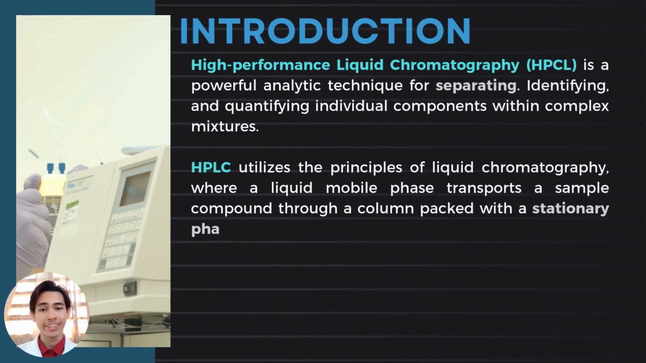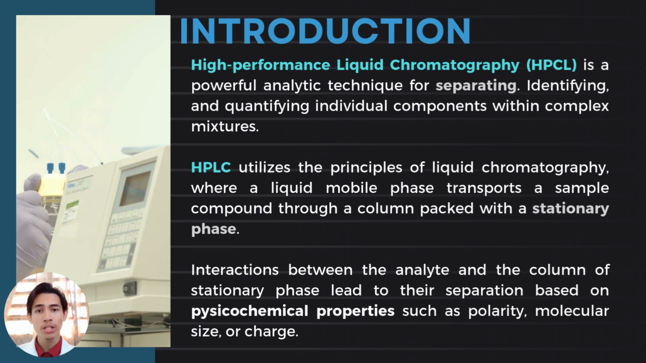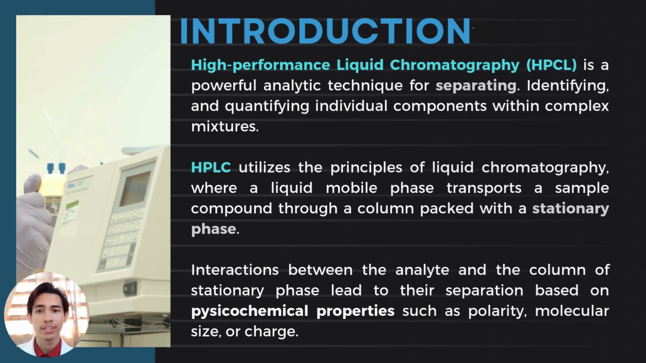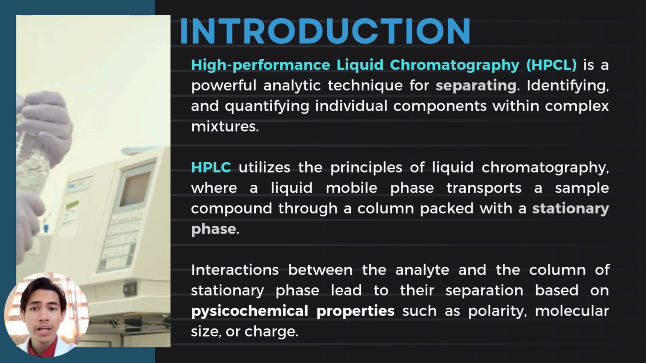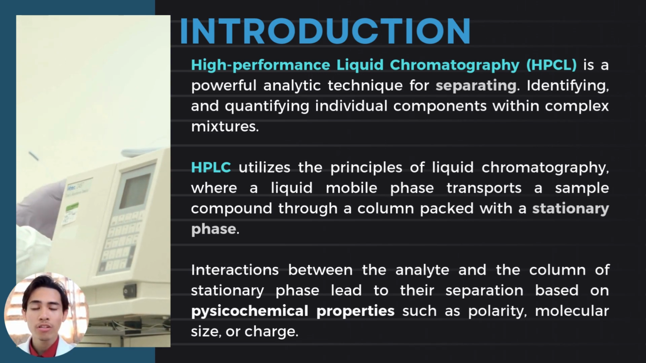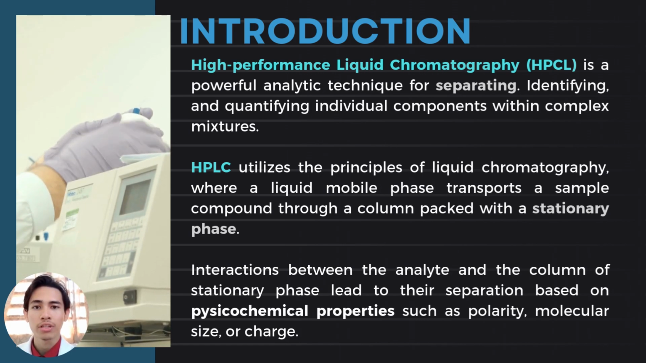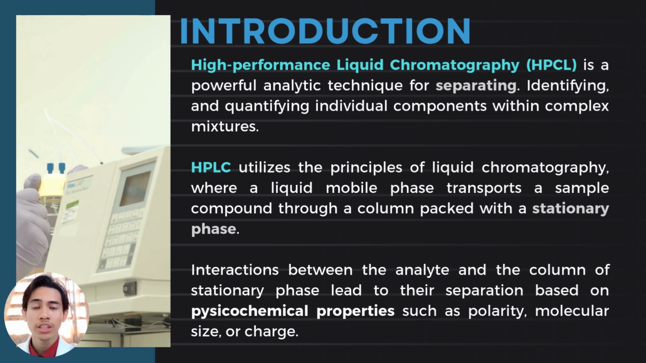Now, for the introduction, let me explain in more detail about high-performance liquid chromatography, which is HPLC. High-performance liquid chromatography is a powerful analytical technique for separating, identifying, and quantifying individual components within a complex mixture. HPLC utilizes the principle of liquid chromatography, where a liquid mobile phase transports a sample compound through a column packed with a stationary phase. Interaction between the analyte and the column's stationary phase leads to their separation based on physicochemical properties such as polarity, molecular size, or charge.